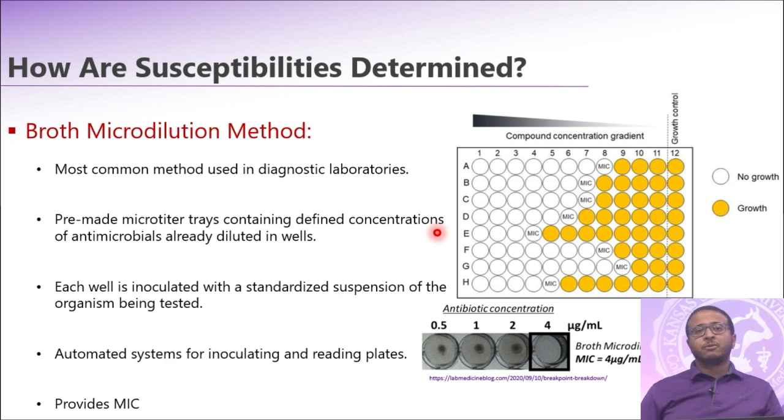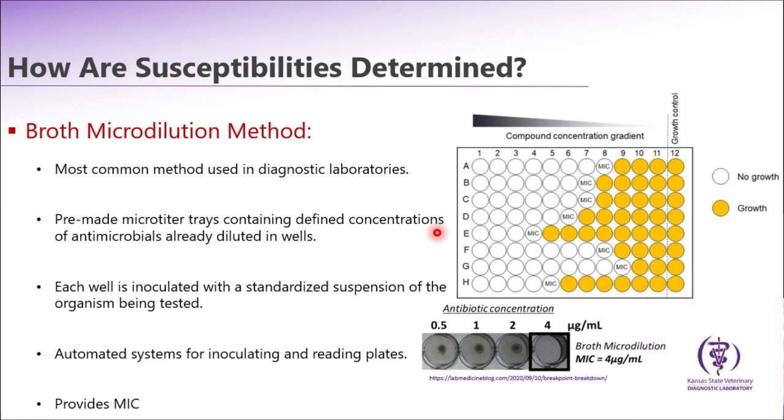And then we have the most commonly used method right now in diagnostic laboratories, and the one that we use routinely here at K-State VDL as well, which is the broth microdilution method, right? These are microtiter plates or 96-well plates that are preloaded, or pre-coated, with different antibiotics and different concentrations of each antibiotic that are diluted into these wells.